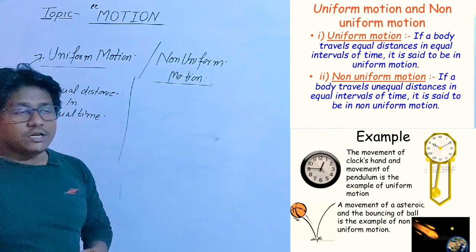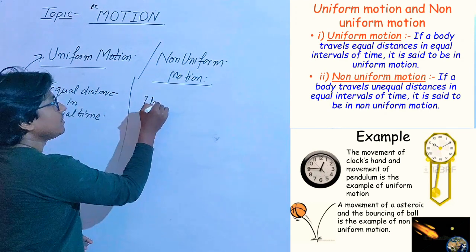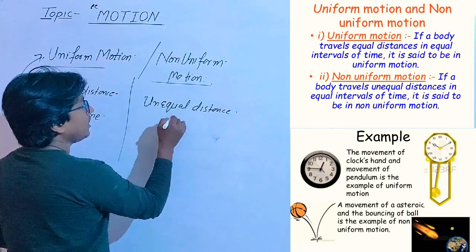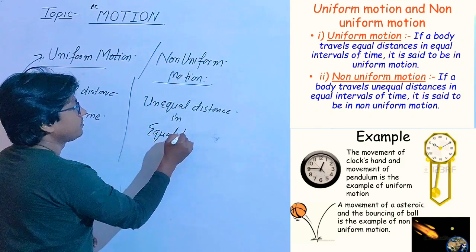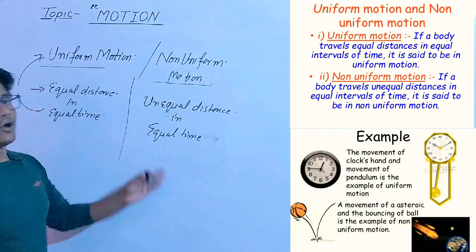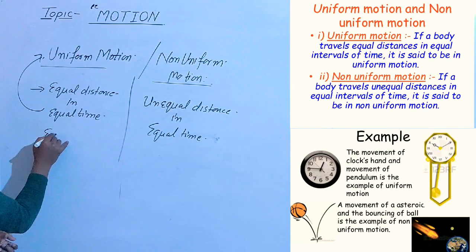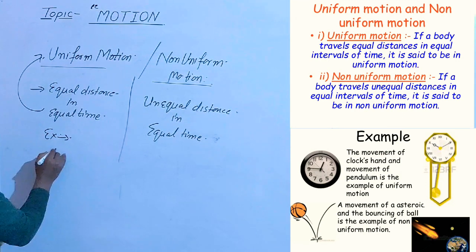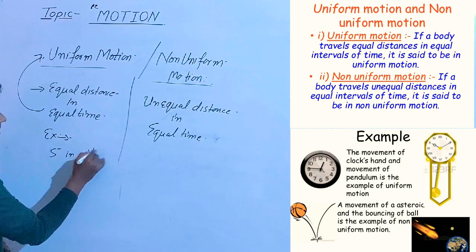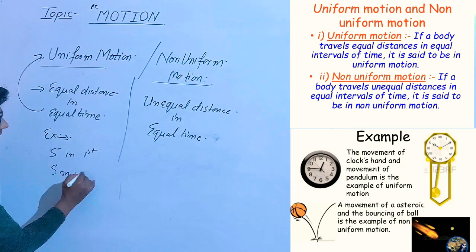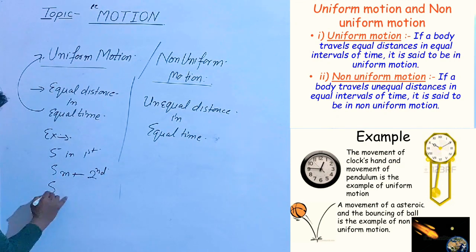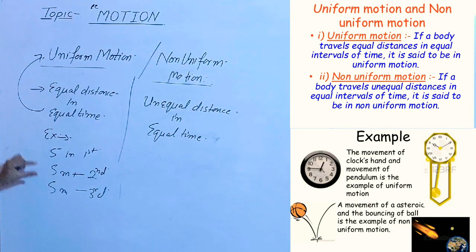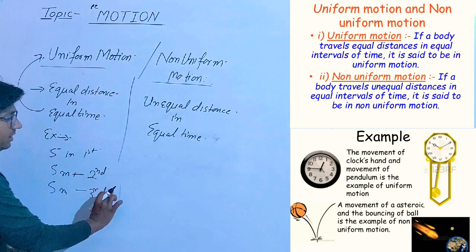But if a body travels unequal distance in equal time, it is known as non-uniform motion. As example, if a student travels 5 meters in first second, and again 5 meter in second and again 5 meter in third second. So you can see that equal distance is traveled in the equal time interval.